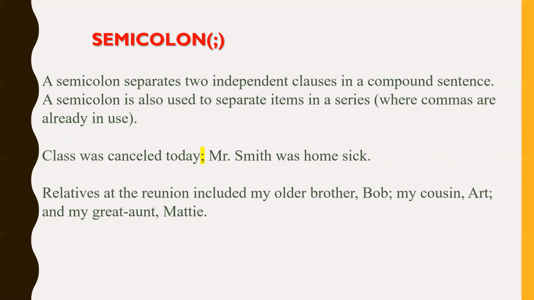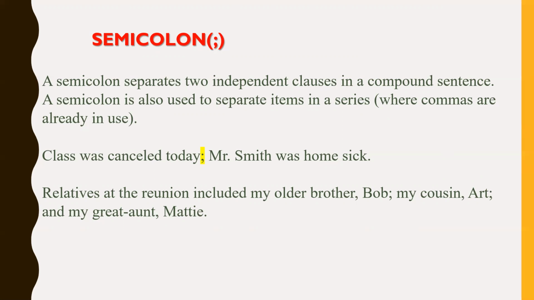Semicolon. This also is very important. You can see the symbol of a semicolon. It has a dot on top and a comma below in the same symbol. A semicolon separates two independent clauses in a compound sentence. A semicolon is also used to separate items in a series.